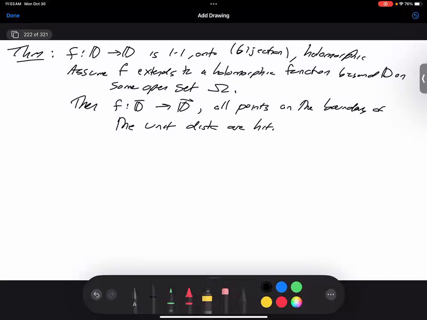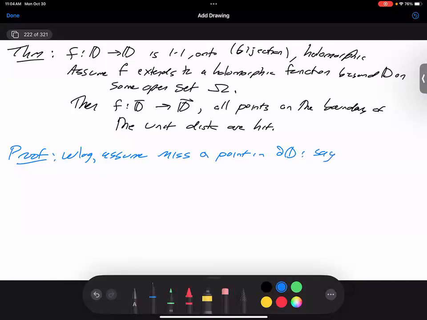Okay, so we have a function where on the interior, we know it maps the interior of the unit disk to the interior of the unit disk, and everything is hit. What happens if we try to extend it to a map from the boundary to the boundary? So let's talk about the proof. Without loss of generality, assume we miss a point on the boundary of the unit disk. What point should we miss? 1, right? Because if it's not 1, just apply a rotation map and rotate the point to be 1. So we can always apply a rotation so that the point would be 1.